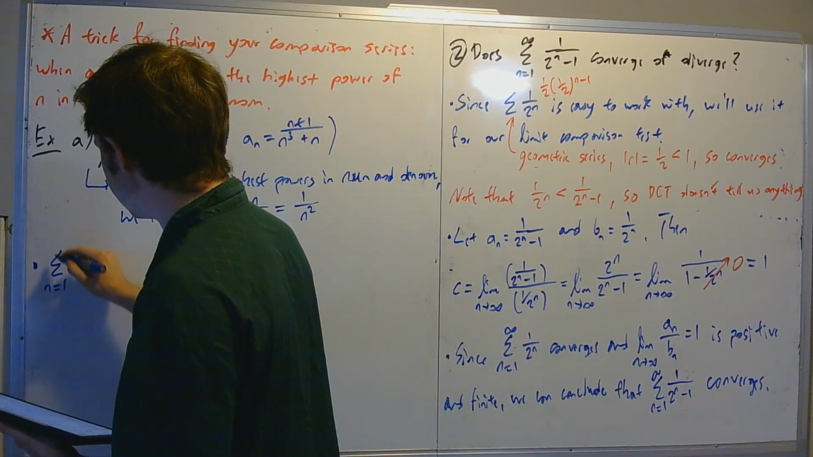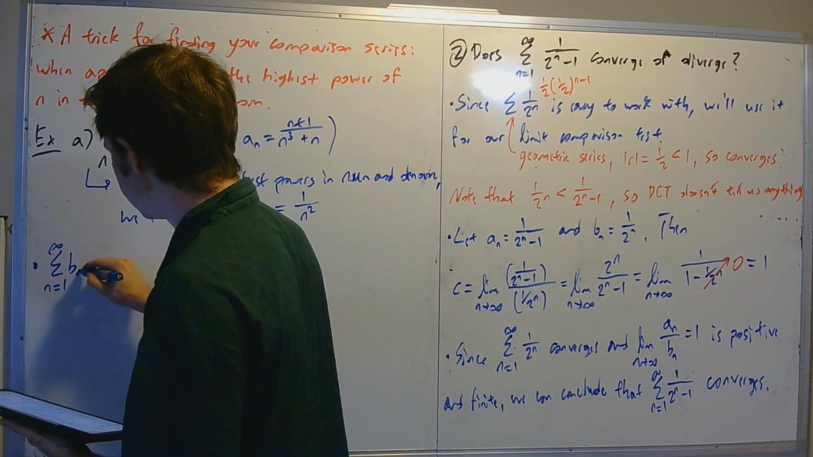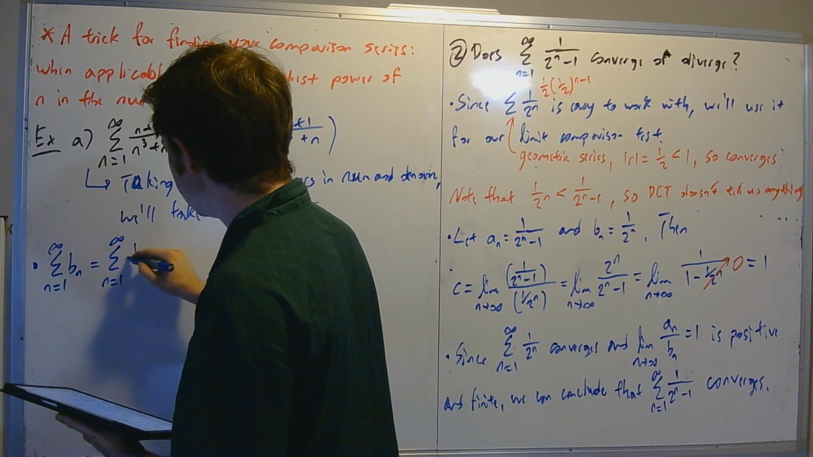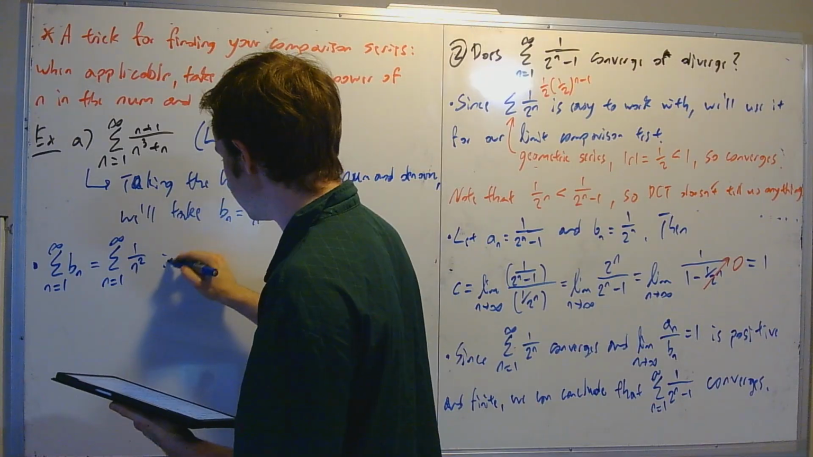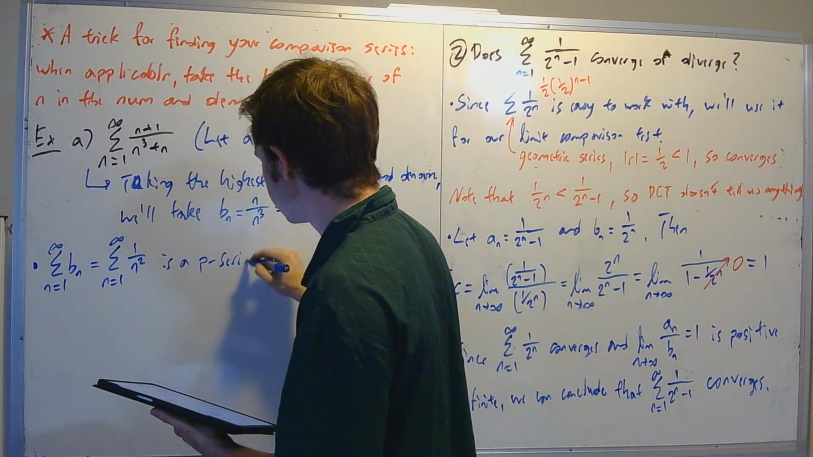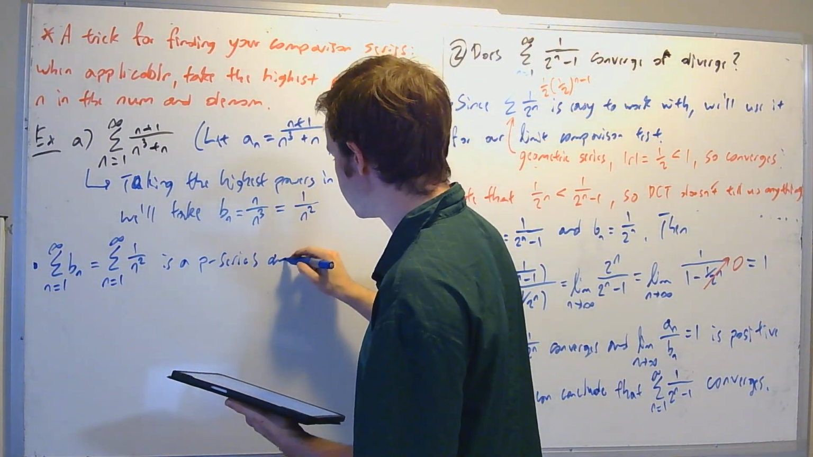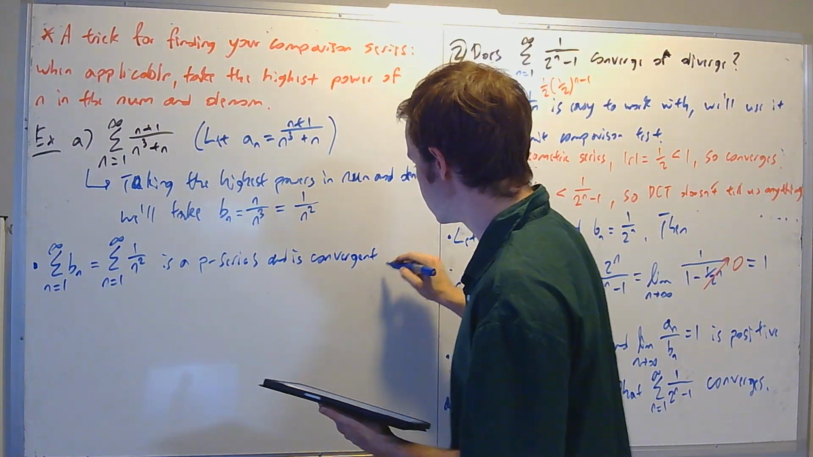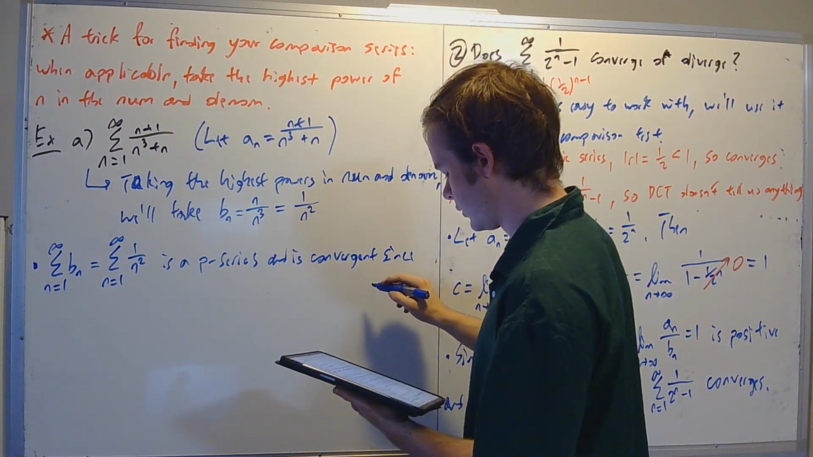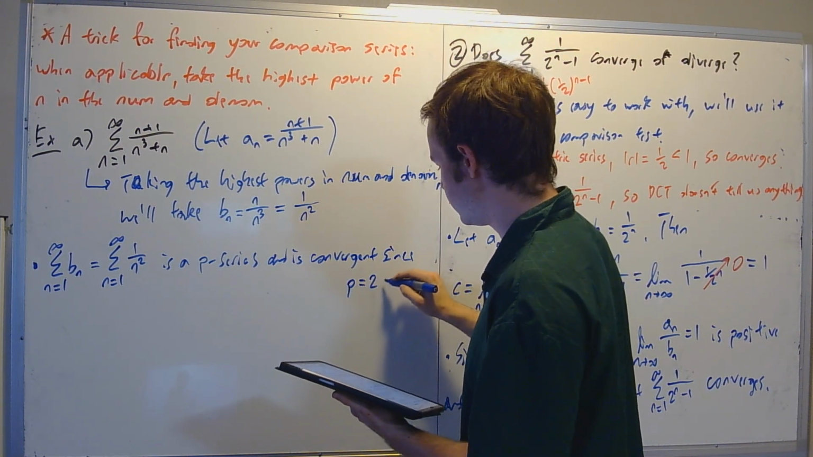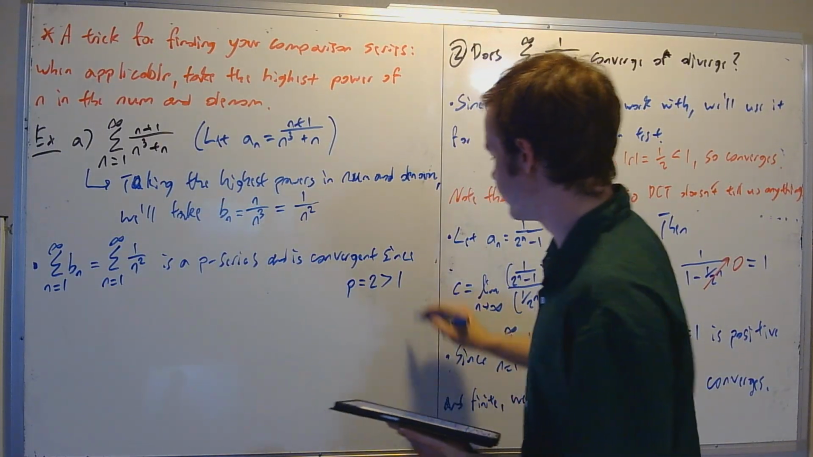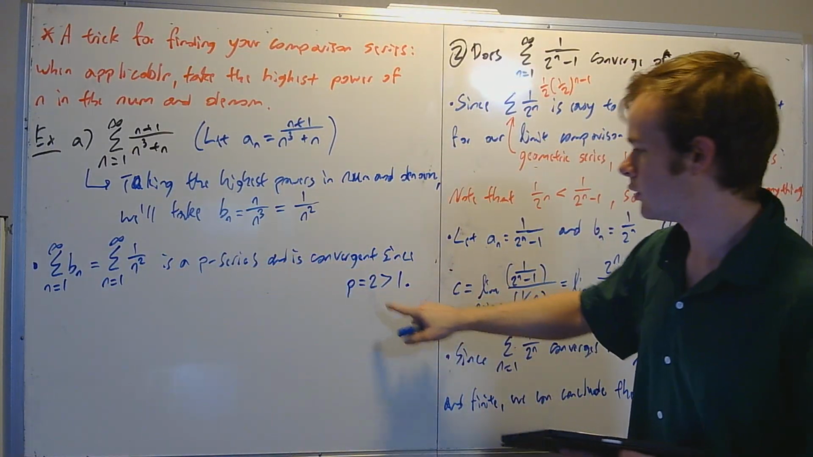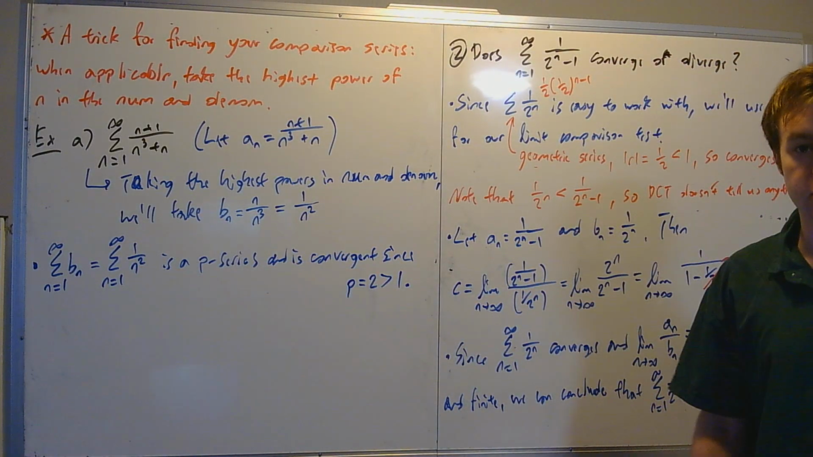So I'll say here, the sum from n equals 1 to infinity of Bn is going to be equal to the sum from n equals 1 to infinity of 1 over n squared, which we said is a p series, and is convergent since p equals 2 is actually greater than 1, right? So we said whenever we had p greater than 1, then it's convergent. So this second series is convergent.